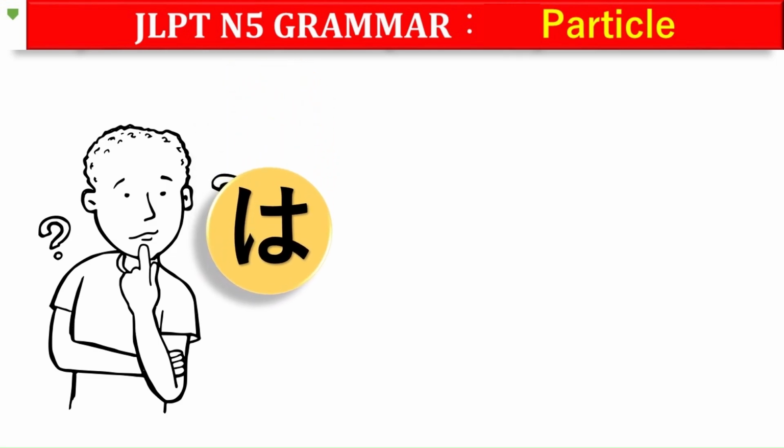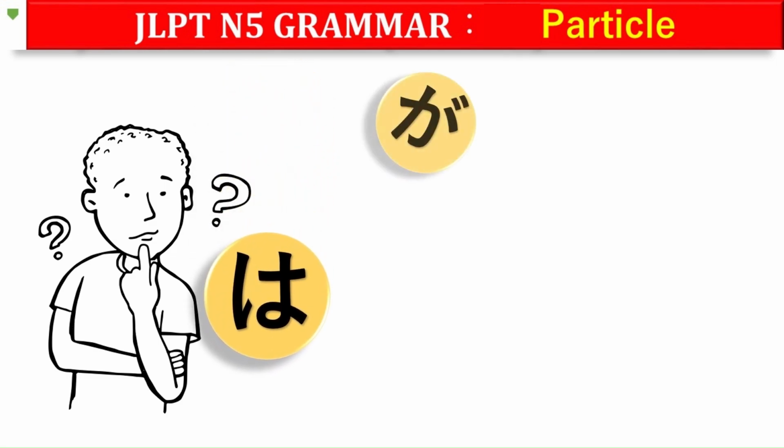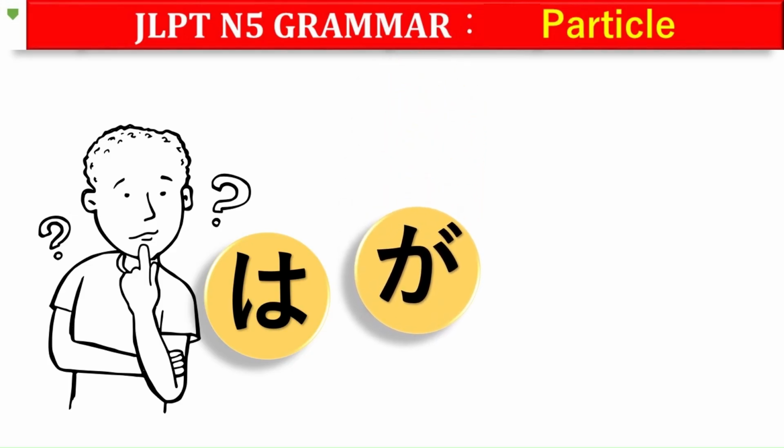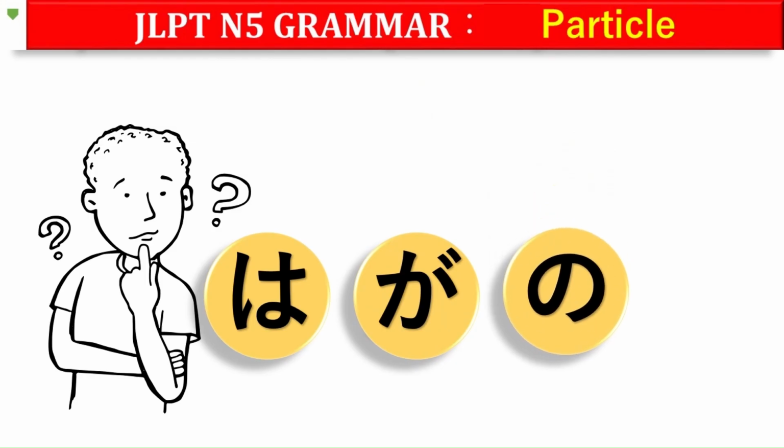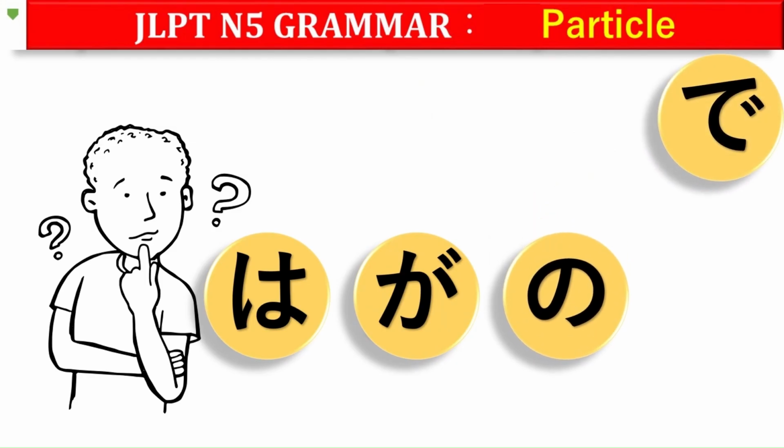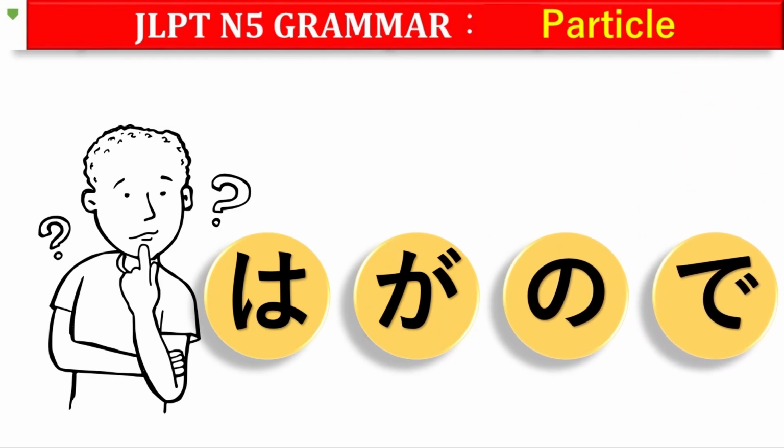Have you ever wondered why Japanese has so many small particles like wa, ga, de and no? They are just one character, but if you use the wrong one, your whole sentence can sound very strange. This video is quite efficient.